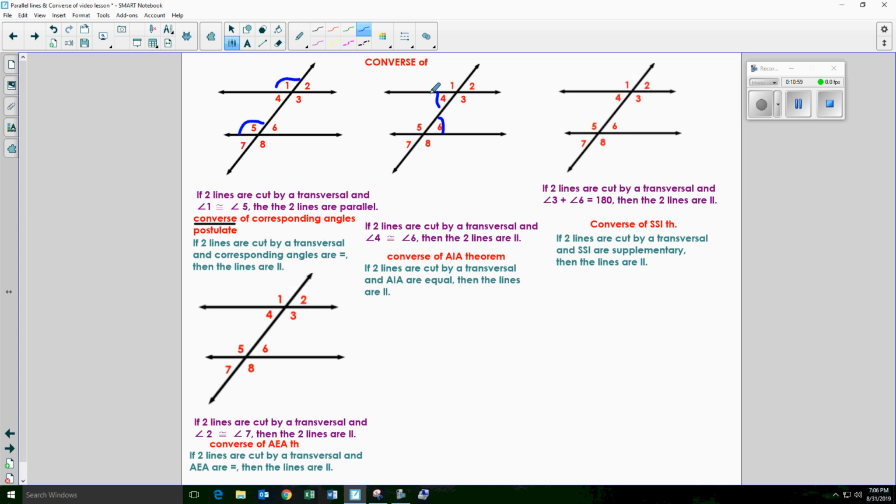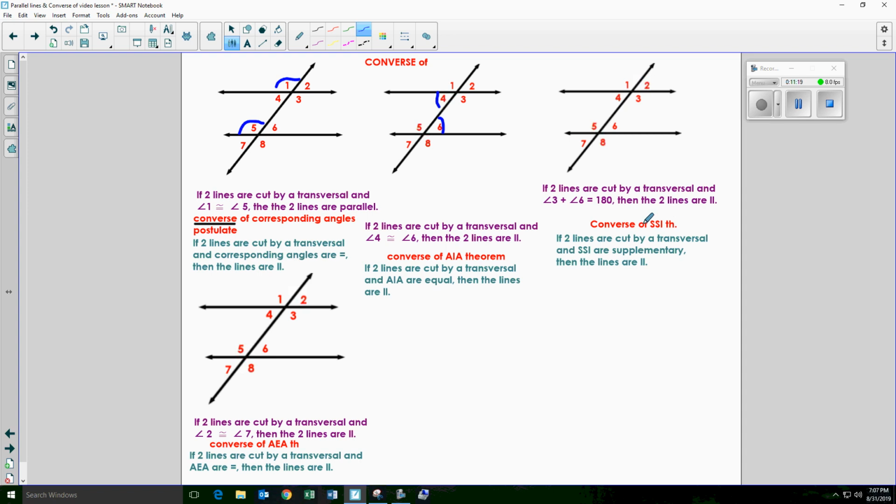All right, so since 4 and 6 are alternate interior angles, that's why this is called the converse of the alternate interior angles theorem. If we know any pair of alternate interior angles are equal, now we can say that these two lines are parallel. So it could have been either 4 and 6 are congruent or 3 and 5, my two pairs of alternate interior angles. Okay, the next one, converse of the same side interior angles theorem.